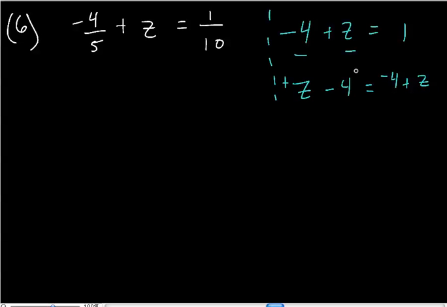So that's what I'm going to do over here. I'm going to say, okay, well, this is the same thing as z minus 4/5, and that's equal to 1/10, just like it says. These two equations are the exact same thing. I haven't changed anything at all, right?